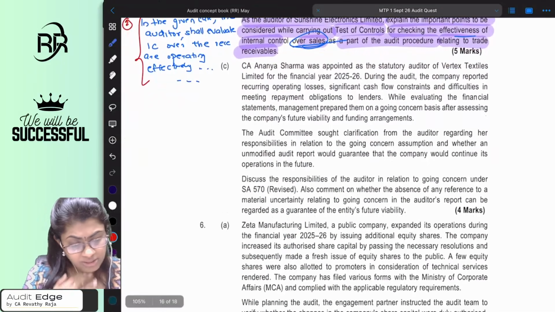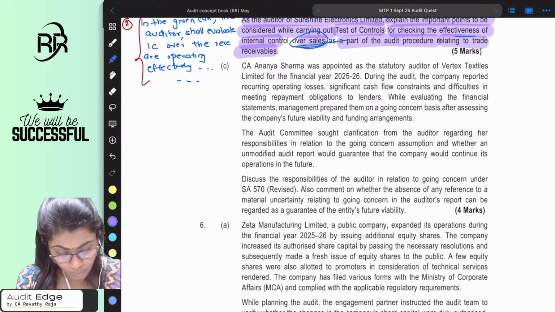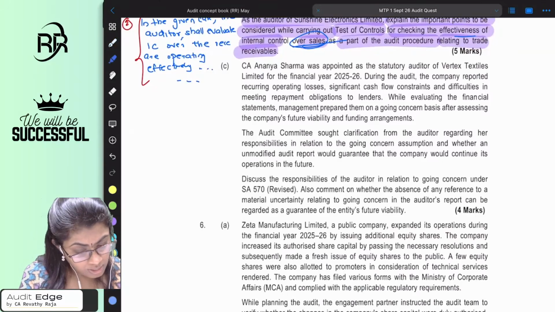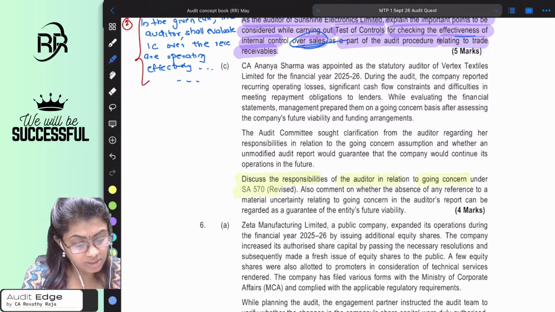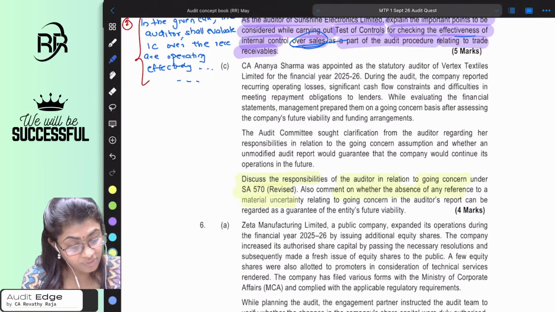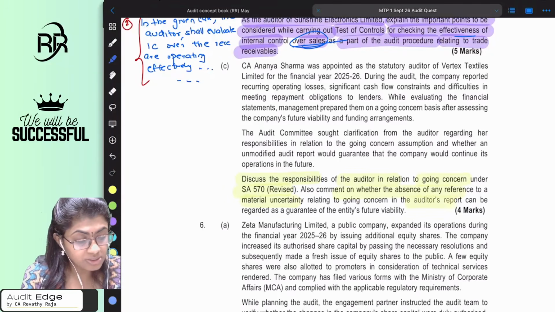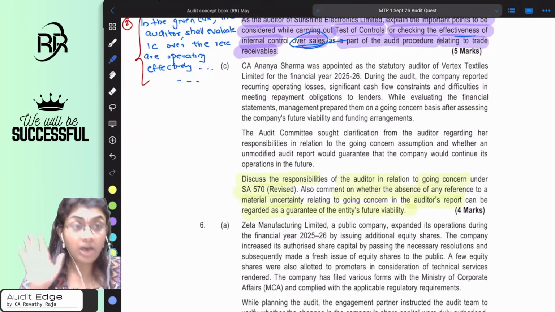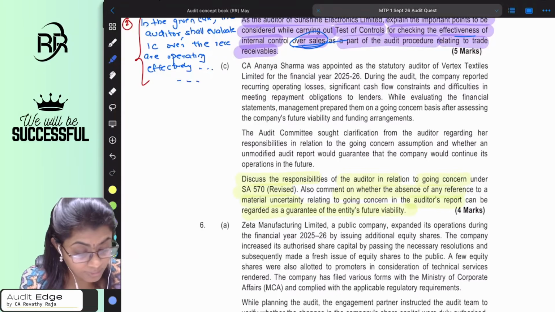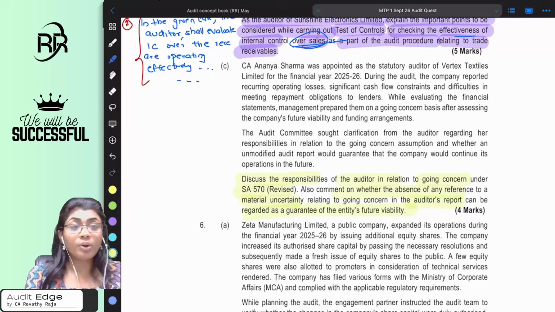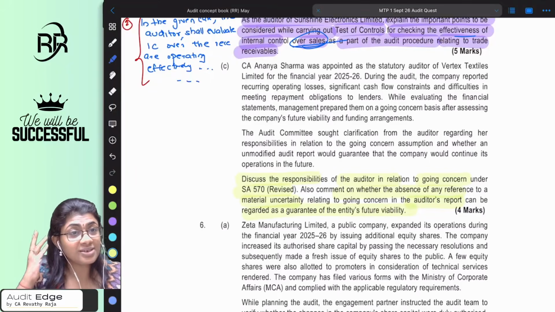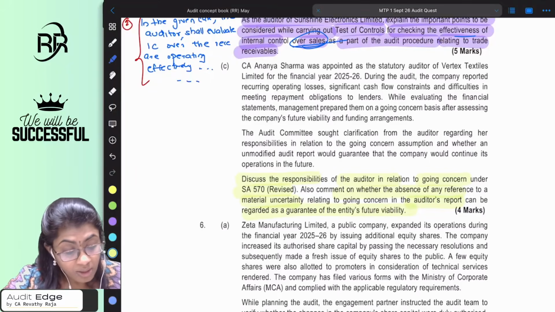Now coming to the next one. C. Discuss the responsibilities of the auditor in relation to going concern under SA 570. Also comment whether the absence of any reference of material uncertainty relating to going concern in the auditor's report can be regarded as a guarantee regarding future viability. No. Auditor cannot guarantee future viability. It's an inherent limitation of audit.